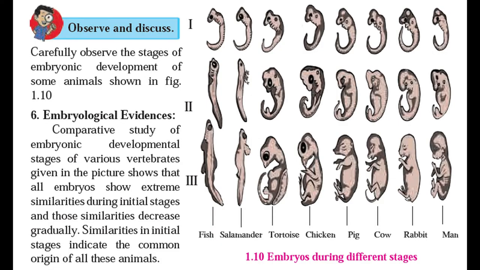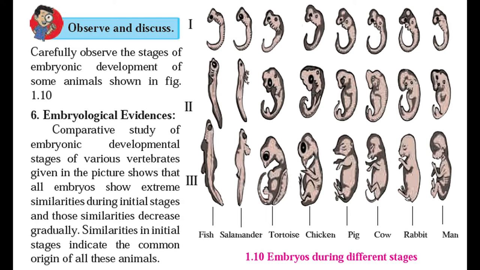The next evidence in evolution comes from embryological studies. Have a look at these embryos. These are embryos of different organisms. The one on left side are fish embryos, and then salamander, tortoise, chicken, pig, cow, rabbit and human embryo is the rightmost. And first, second, third are the stages of development. The first is the youngest, the earliest form. The second is the middle form. And third is the developed form of embryo.